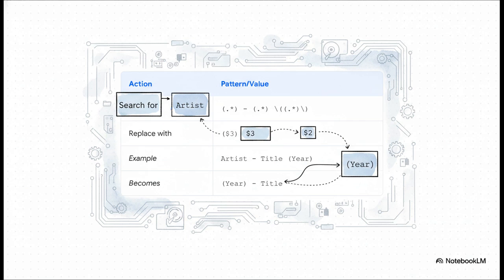Our search pattern has 3 sets of parentheses, right? So that creates 3 boxes. Box 1 grabs the artist, box 2 grabs the title, and box 3 grabs the year. Then, in the replace field, we just rearrange the boxes. We say we want the contents of box 3, which we call $3, then a dash, then the contents of box 2, or $2. And just like that, artist, title, year becomes year, title. It's brilliant.